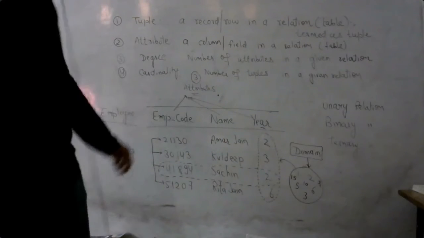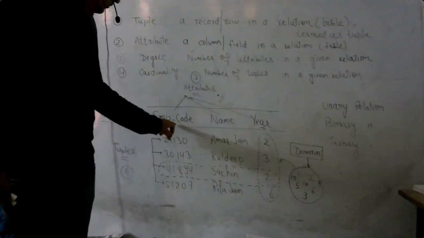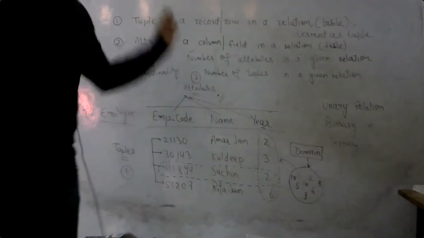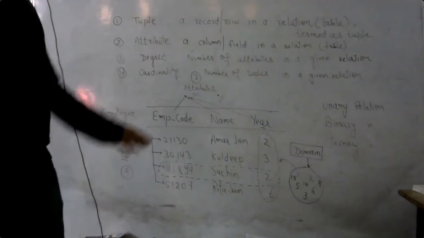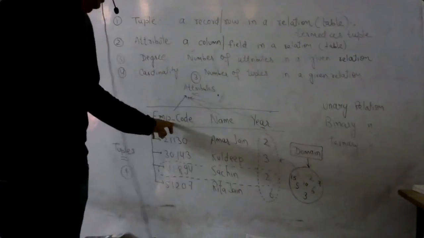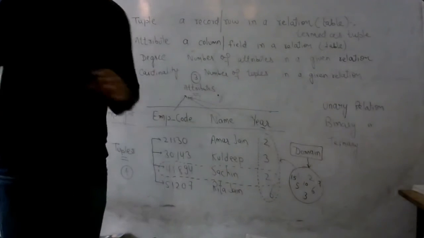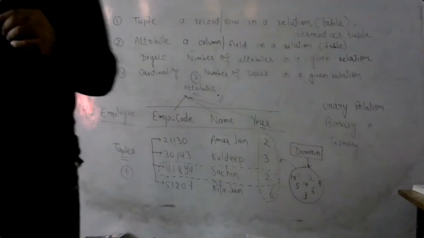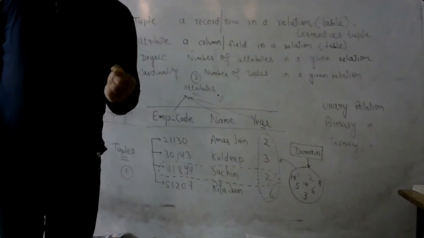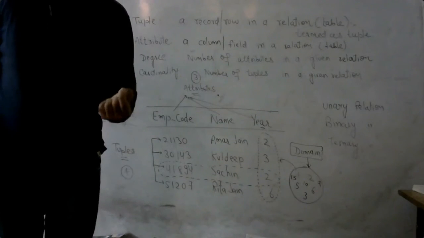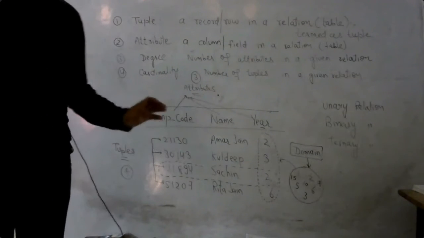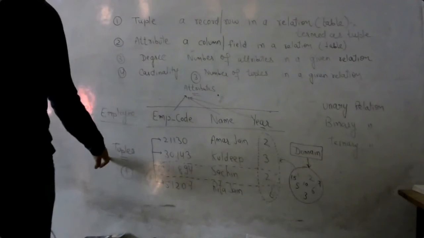Next point, these attributes, when we move vertically or top to bottom, in this relation there are three attributes: emp_code, name, and year. So if someone asks you what we mean by the attribute, a column or field in a relation is termed as attribute. A row or record in a relation is termed as tuple.